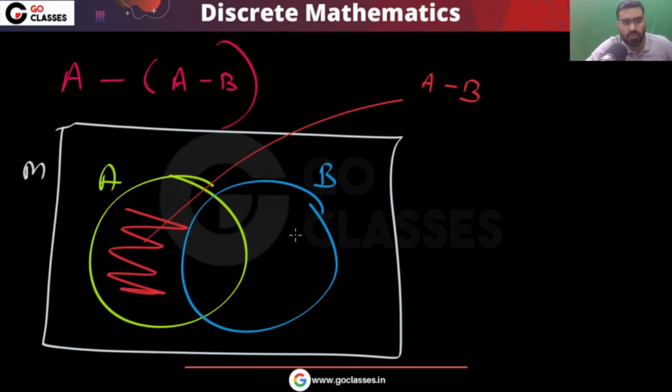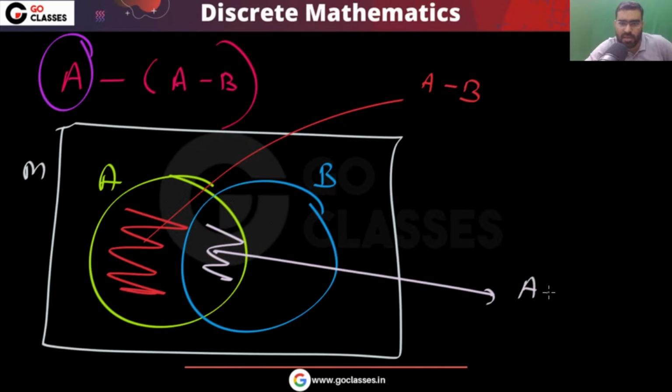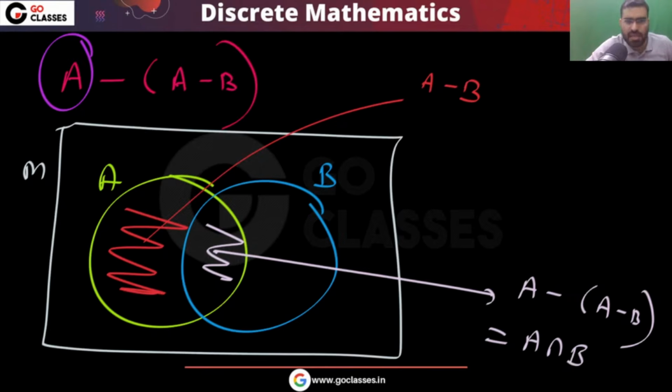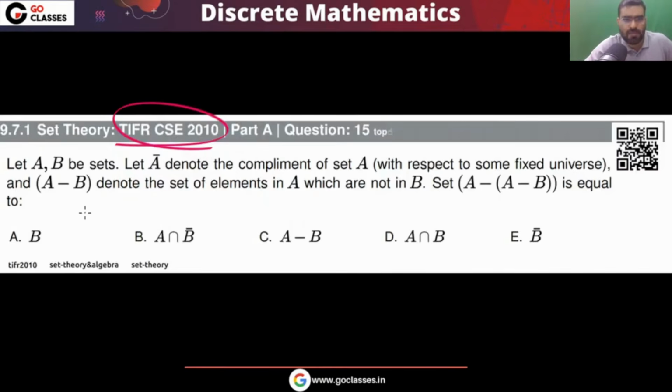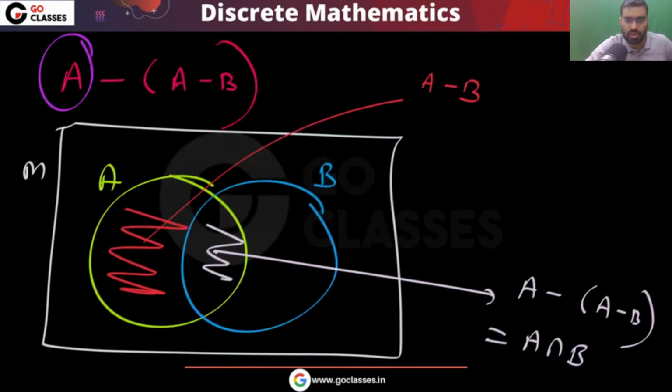From A you remove it, so this area will be the A minus B area, and that is the same as A intersection B complement. So the answer will be A intersection B complement. Very simple. The final answer for this question will be option D.